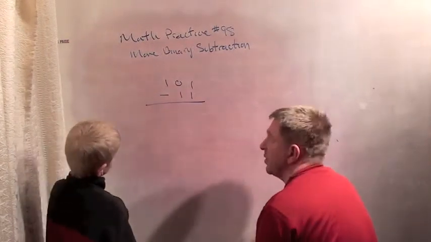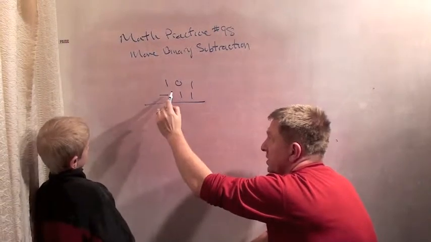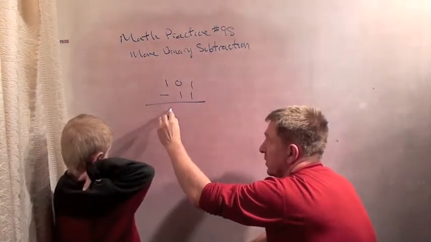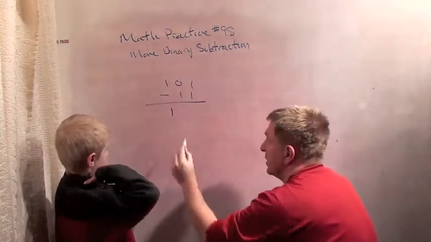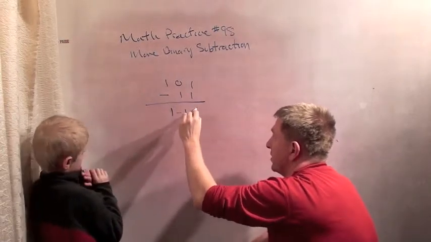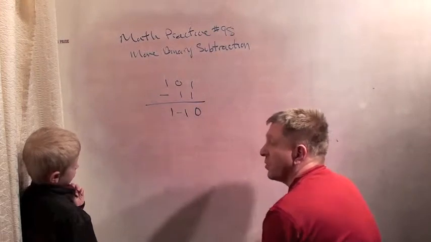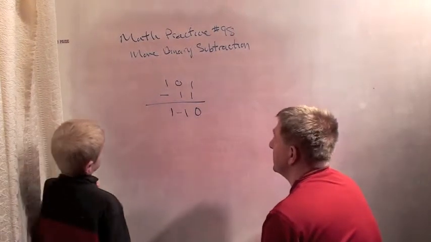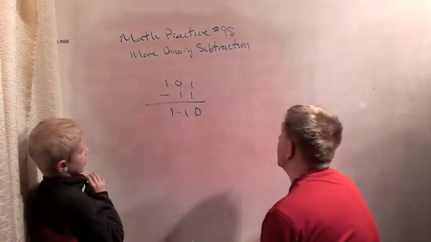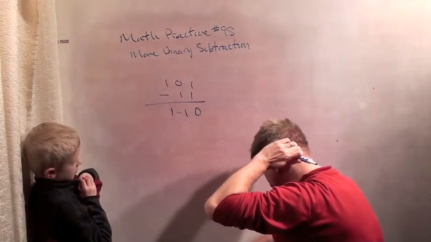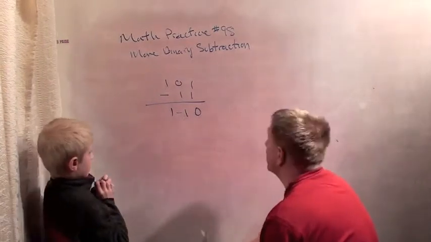Okay. When I go down the columns, I get 1 minus 0 is? 1. 0 minus 1 is? Minus 1. 1 minus 1 is? 0. So what's the problem with this number? Well, it has a minus 1 in it, and we don't want to have minus 1s in our numbers, right?